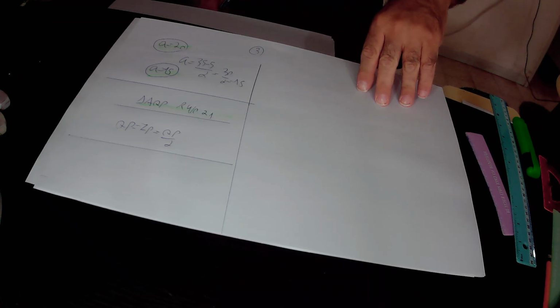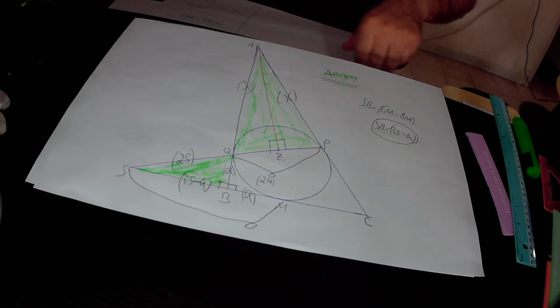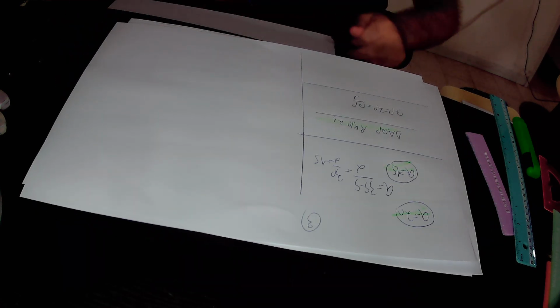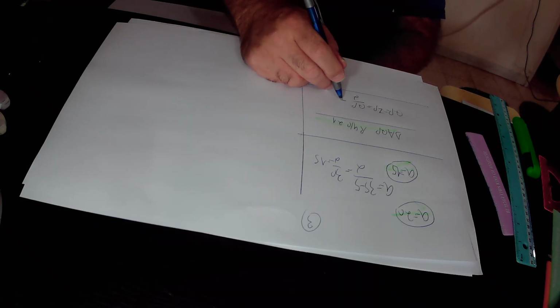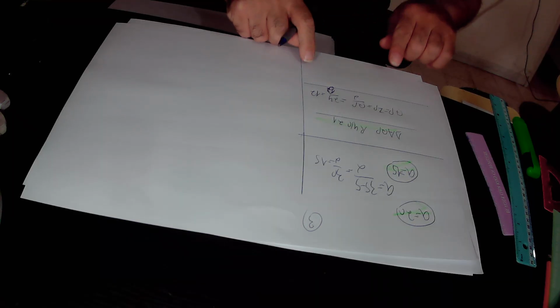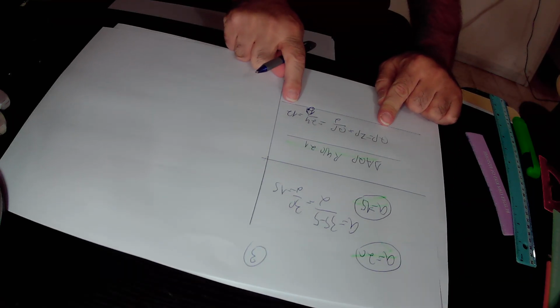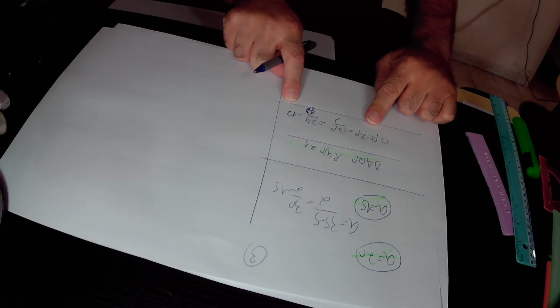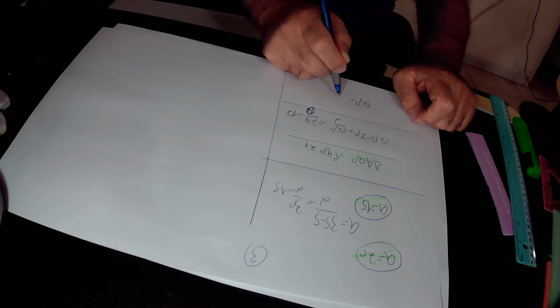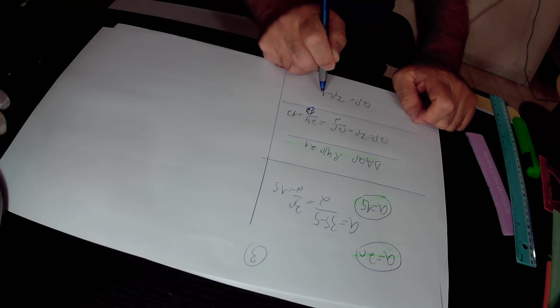QP is 24, so QP over 2 is 24 over 2. 24 over 2 is 12. From this equation, we derive that QZ equals ZP equals 12.